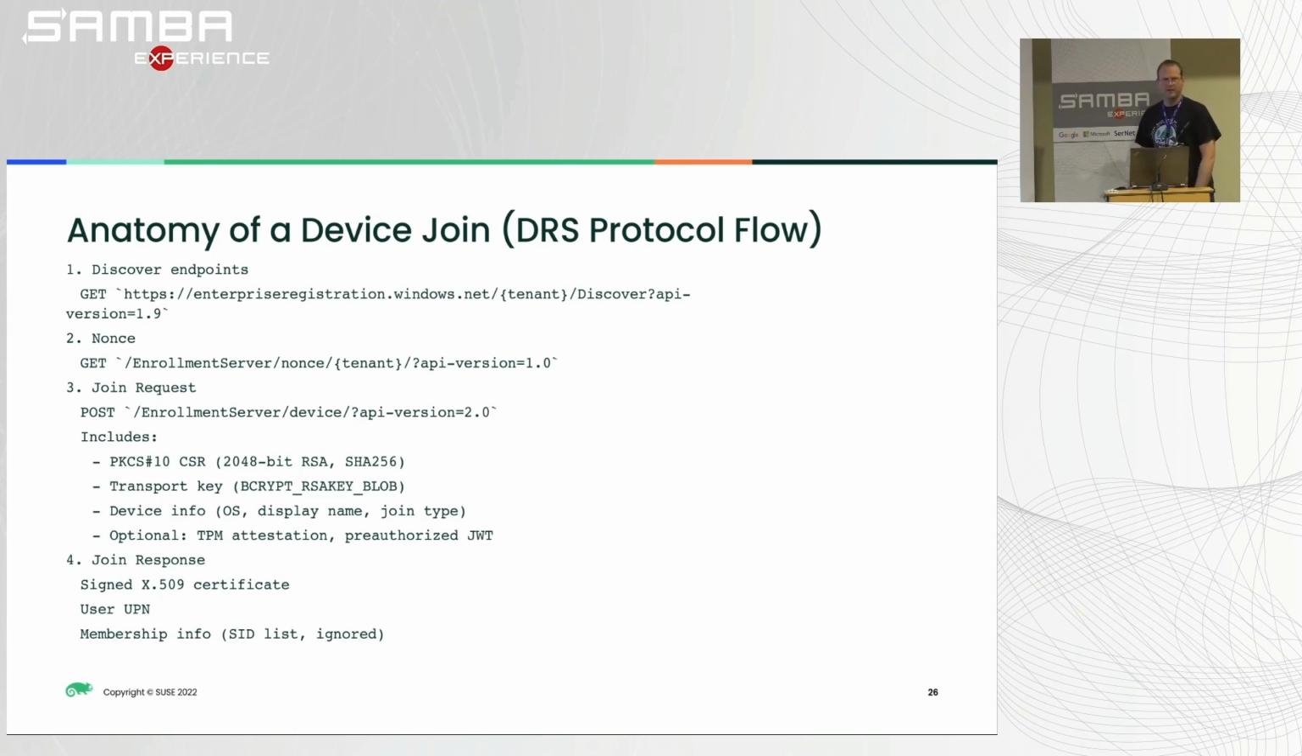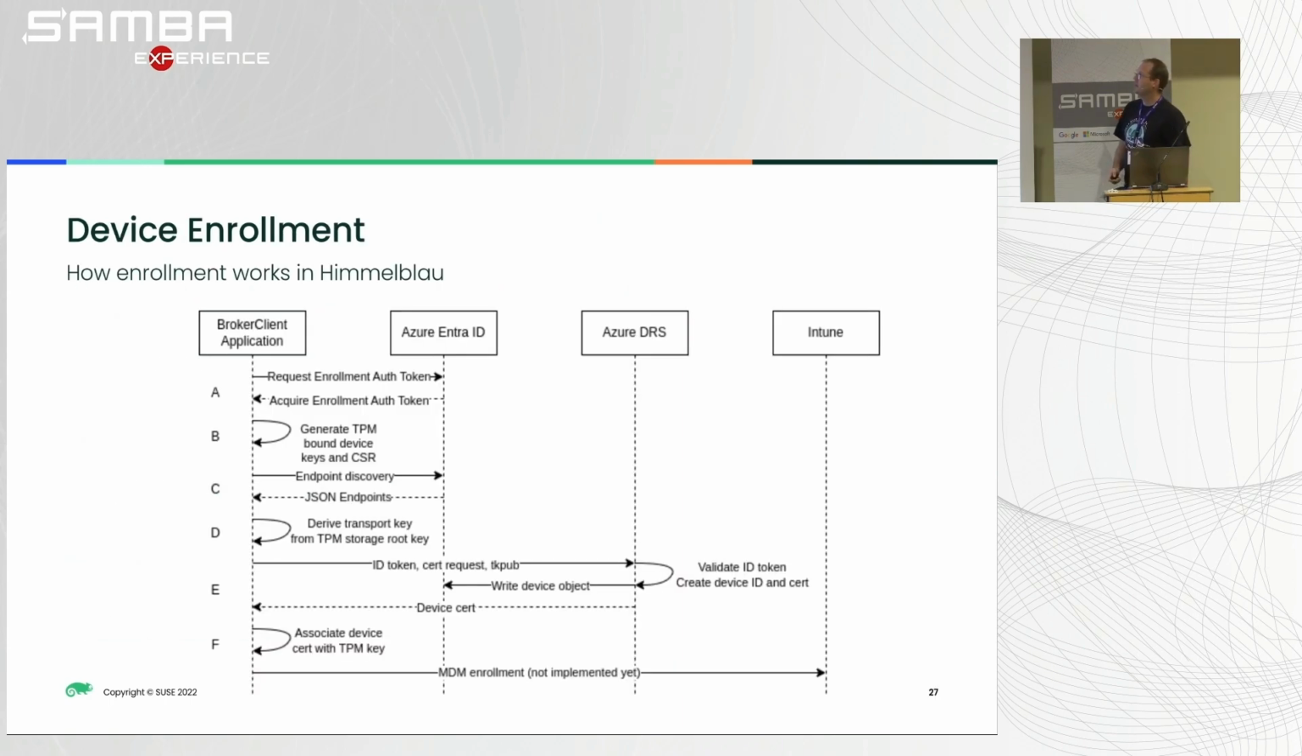Inside of that certificate is a device object ID, which is the device ID stored in Entra ID. It'll also contain your user UPN and some membership info, which Microsoft explicitly tells us to ignore. I don't know why. And this is just an overview of kind of how it works. You can see we send the enrollment request, we get a response.